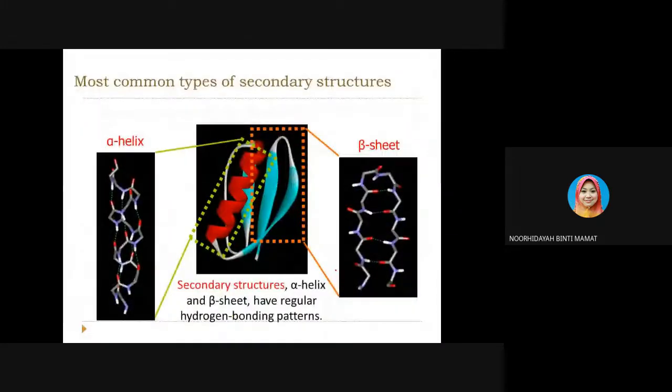Okay, so the most common types of secondary structure are the alpha helix and the beta sheet. Alpha helix and beta sheet have a regular hydrogen bonding pattern. So this is the hydrogen bonding pattern. When you're talking about the beta sheet, they are side by side. The hydrogen bonds are between the nearest adjacent amino acids.